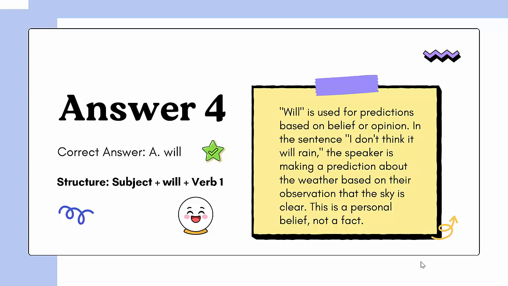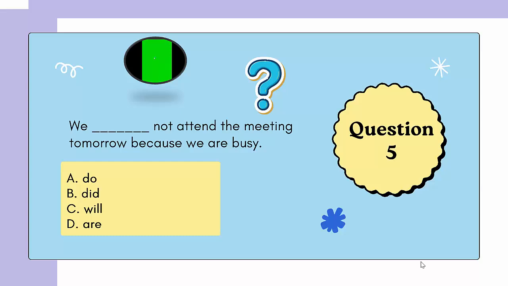Question number 5. We blank not attend the meeting tomorrow because we are busy. A. Do. B. Did. C. Will. D. Are.